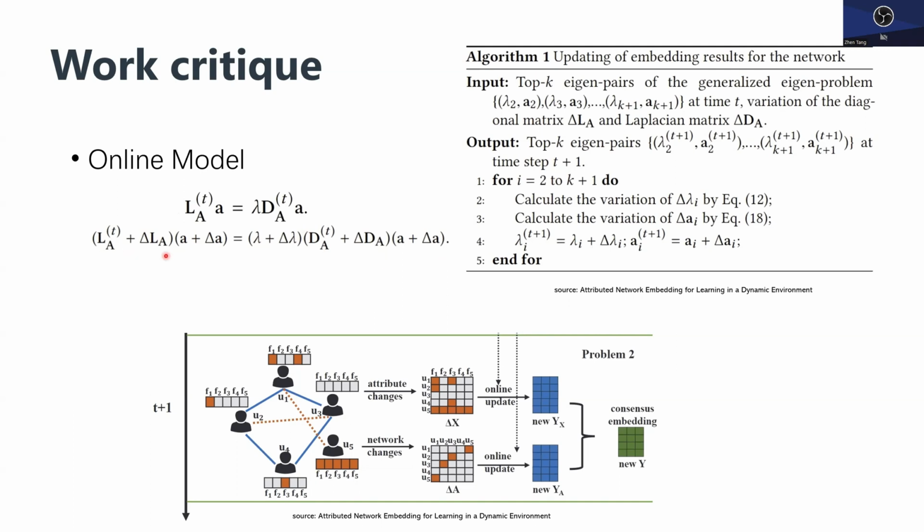And after expanding this equation, authors ignored the higher ordered term as they have limited effect on the accuracy of the generalized eigensystems, which makes it easy and efficient to get delta lambda and delta A. This approximation is the most impressive part in the paper, which largely reduced the time complexity of the online part and make the online updates visible for large networks.